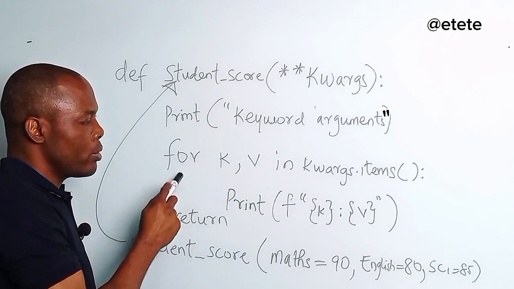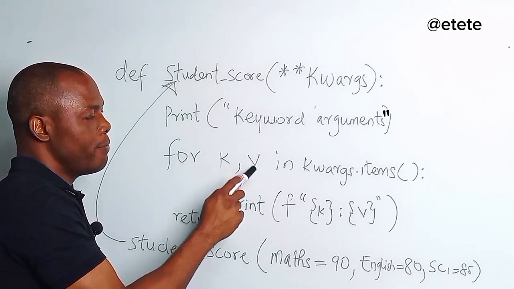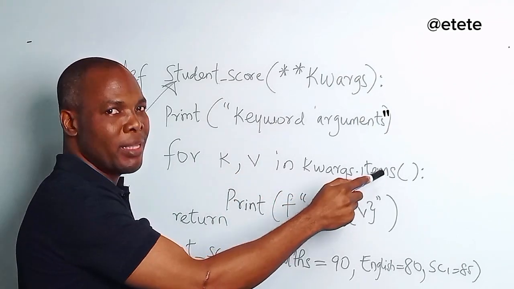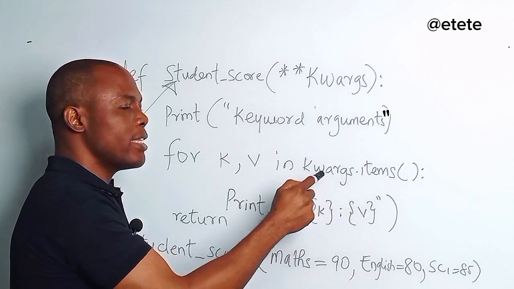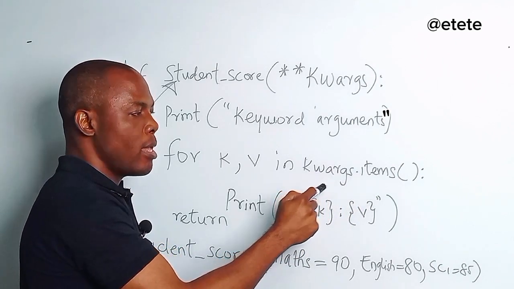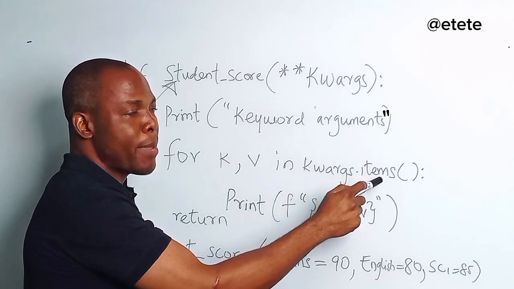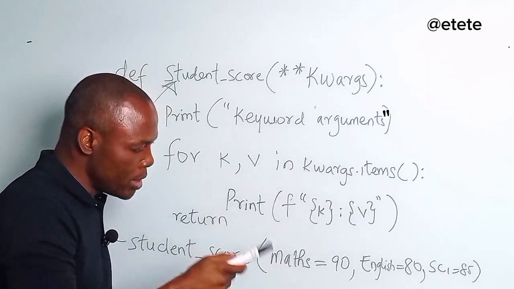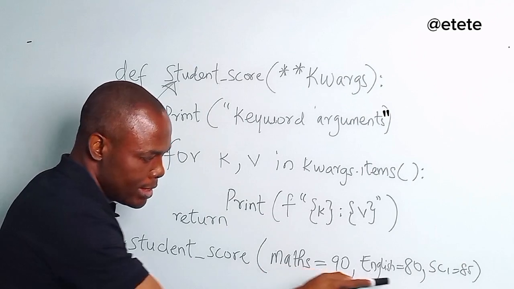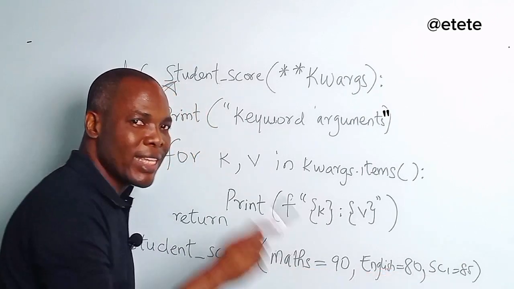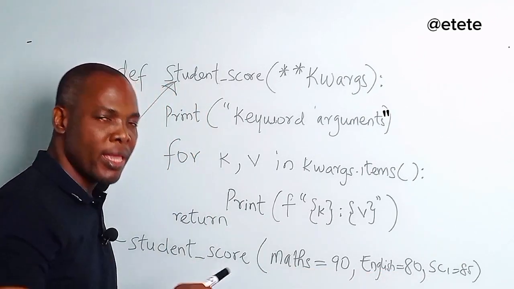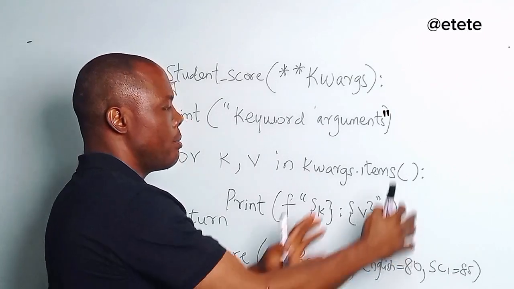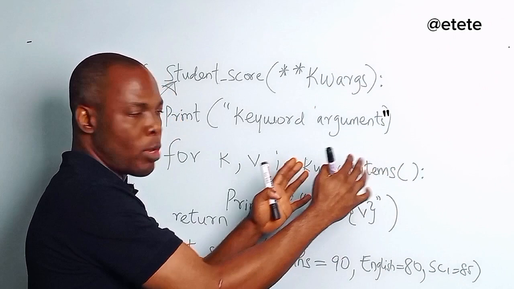Now, this is a for loop. So for k, v in kwargs.items, I told you this items is a method inside this dictionary data type. What does it do? This items method creates a view object that enables me to see this as a key value pair in a tuple. That is what it does. So it takes this, brings it here in form of a tuple.